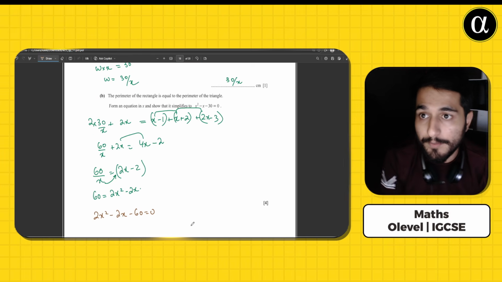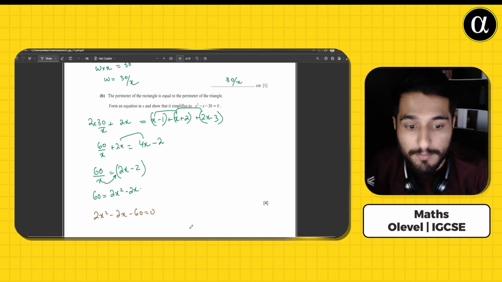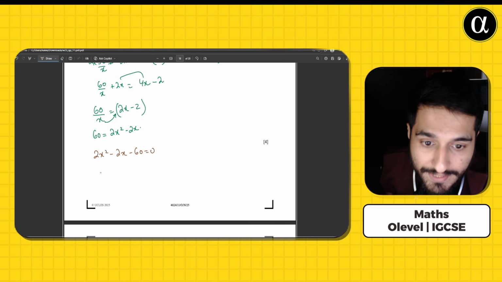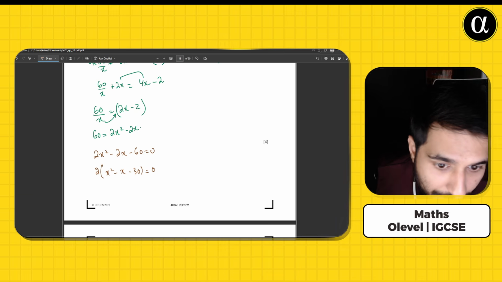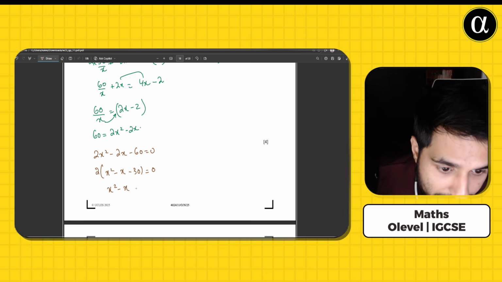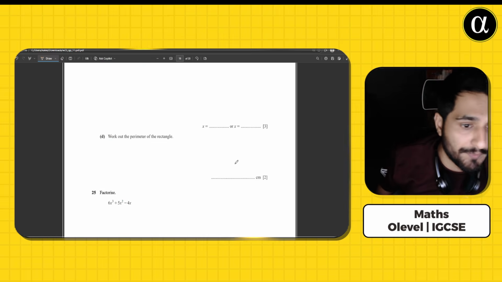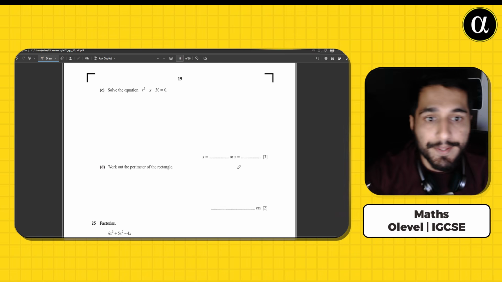Is this the same equation that the examiner demanded? No, it's not the same. Why? Because the examiner has given it in the simplest form. How can we simplify this? By potentially taking 2 as common. So when we take 2 as common, it's going to be x square minus x, and then this 2 will be divided and it will become 0 as well. It will become x square minus x minus 30 is equal to 0. Now here we are able to prove it, right?